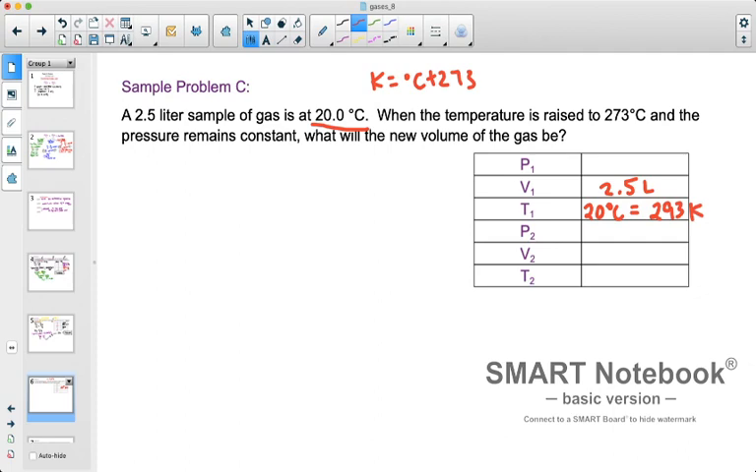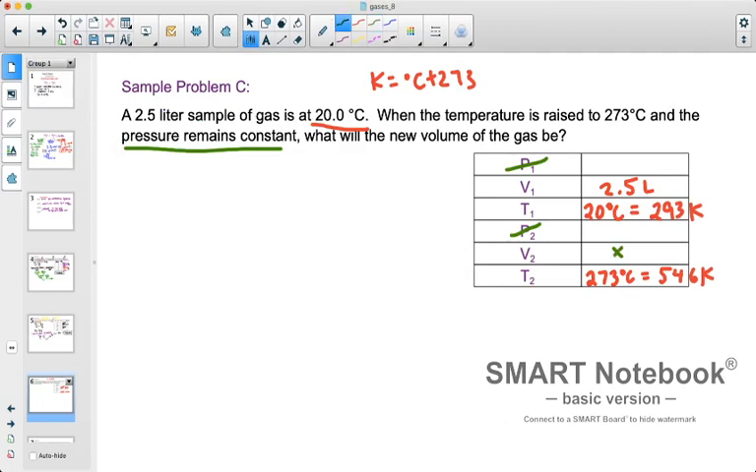When the temperature is raised to 273 degrees Celsius, so once again another temperature in degrees Celsius, I want to convert it. I end up getting 546 Kelvin, and the pressure remains constant. So be careful. They just told me that the pressure remains constant. If the pressure remains constant, I can simplify my equation by getting rid of pressure altogether. And then they asked for the new volume, so the new volume, or V2, is your unknown.